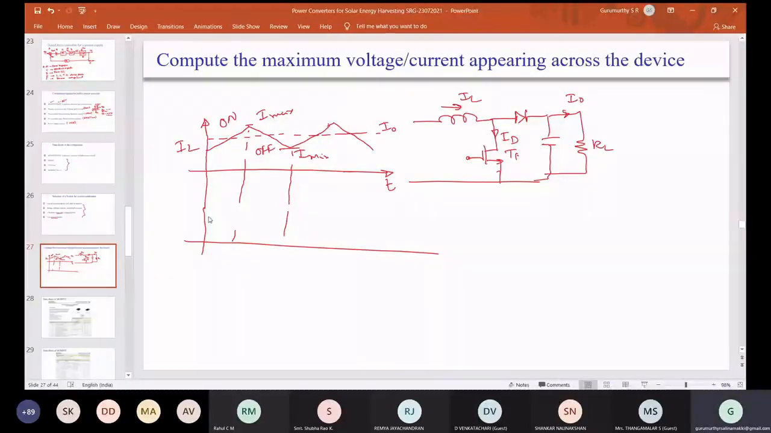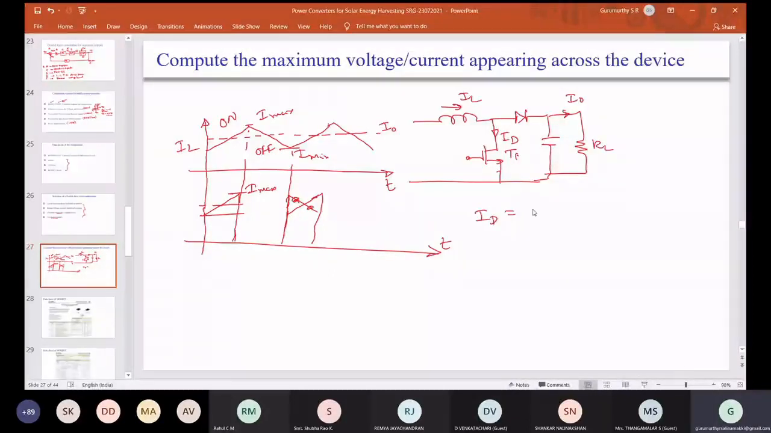The current in the device goes like this. So this is the average current, this is the peak current. That means the maximum current which flows is I max. ID means the device should be able to take this current, that is I naught plus delta I. Delta I is the ripple, that we have also calculated.